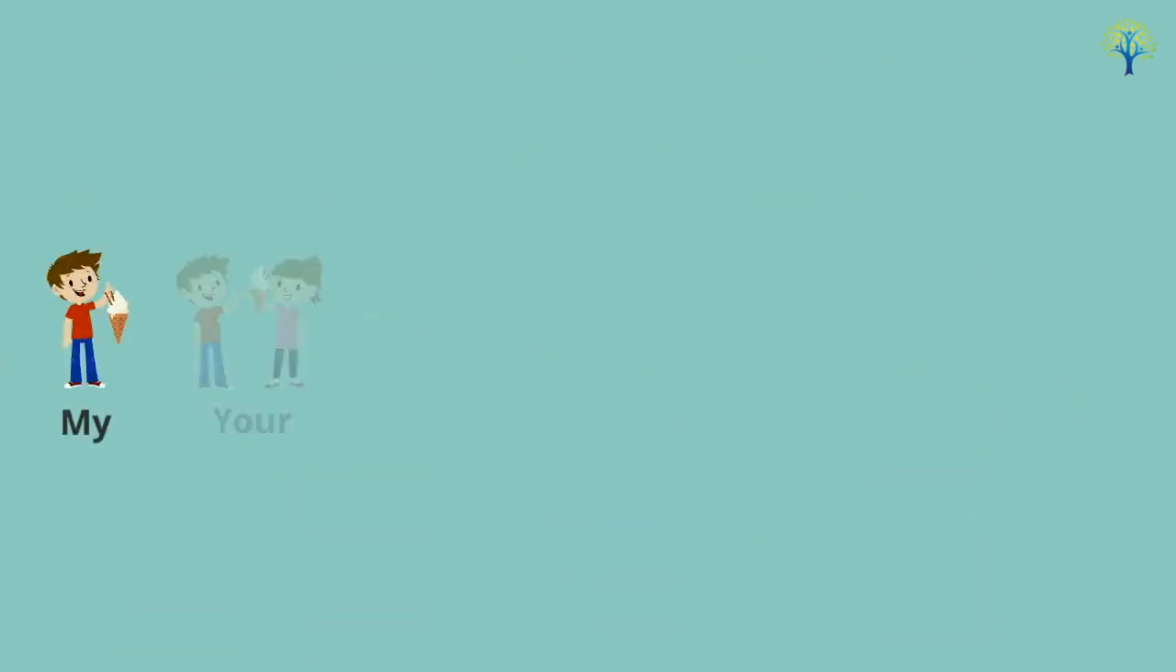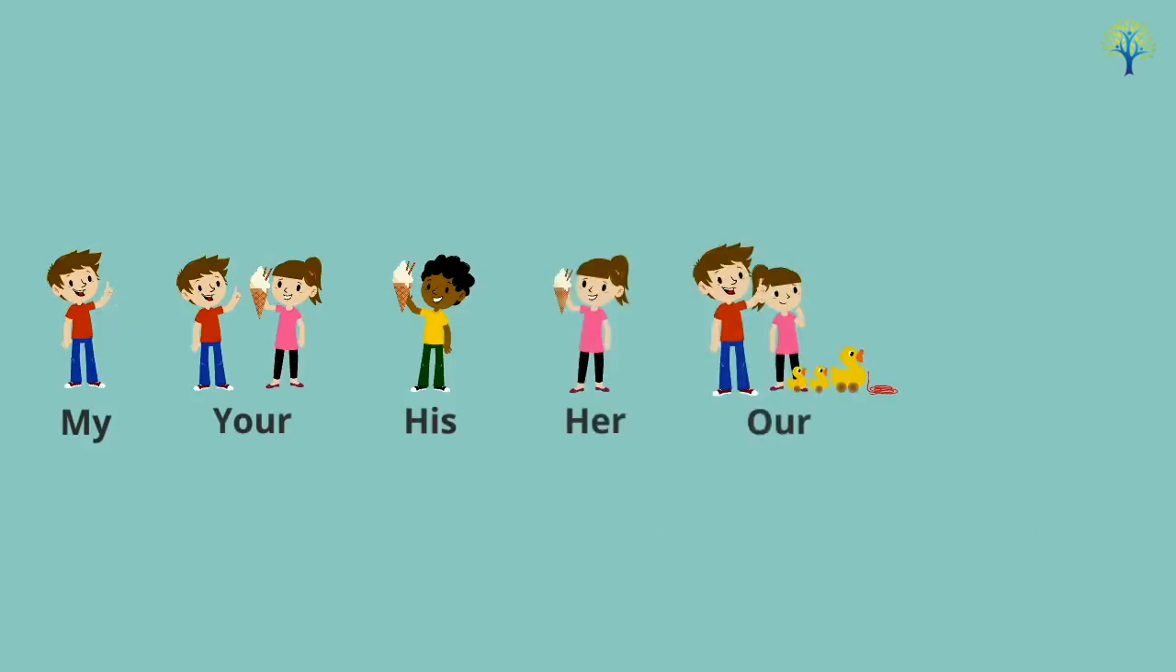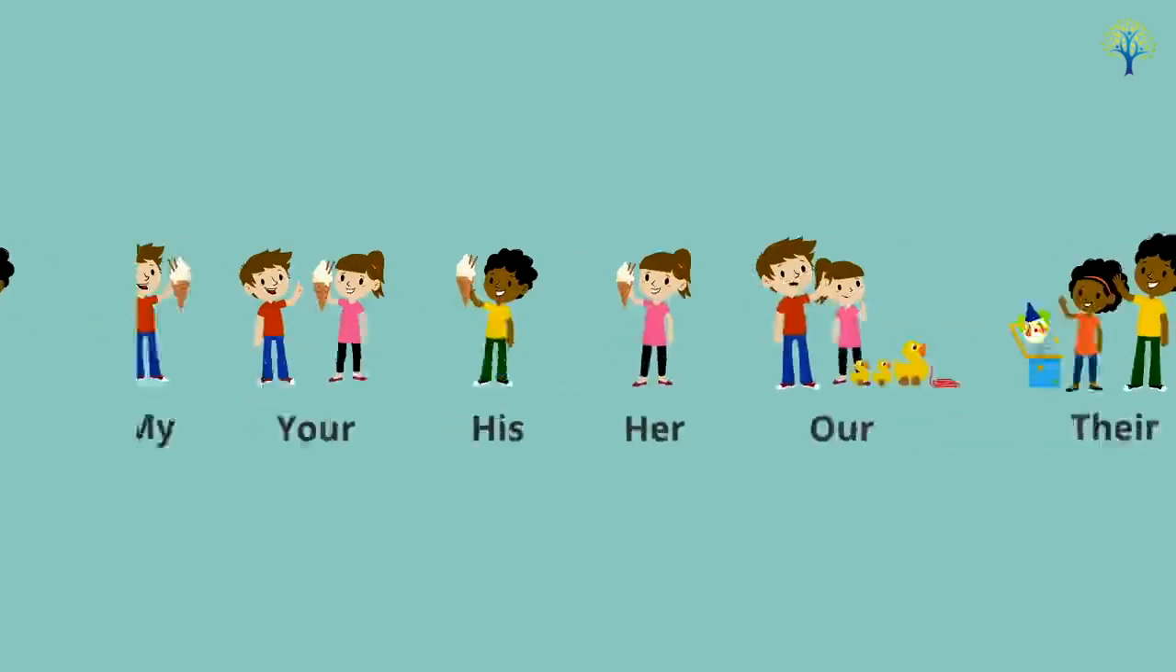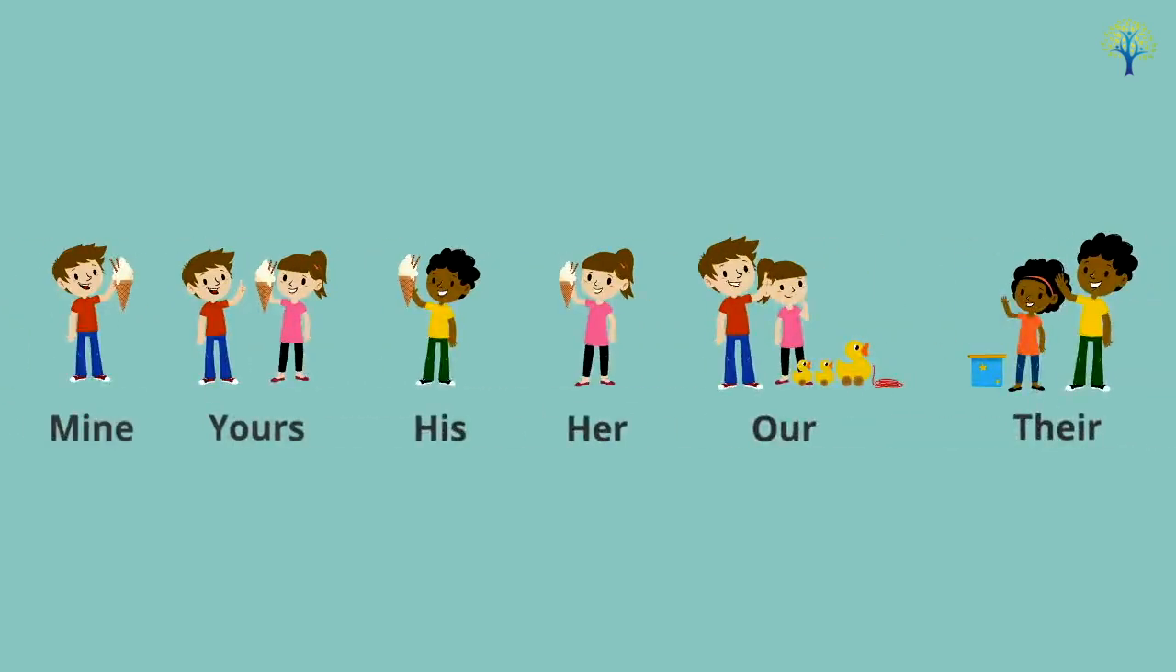My, your, his, her, our, and their are always used before a noun. Mine, yours, his, hers, ours, and theirs can be used to take the place of a noun. Remember, they are not the same. These words show ownership but cannot be used before a noun.